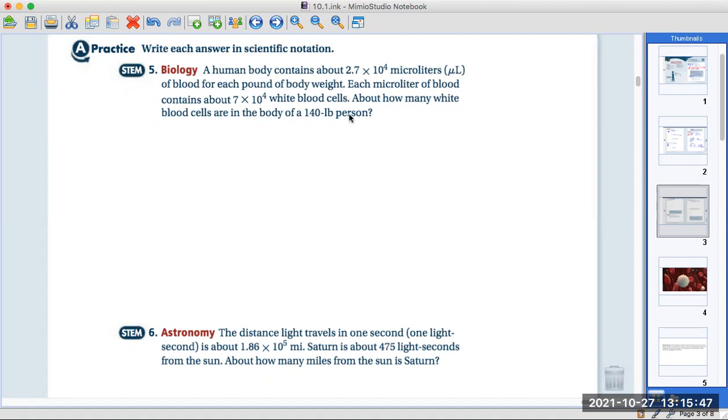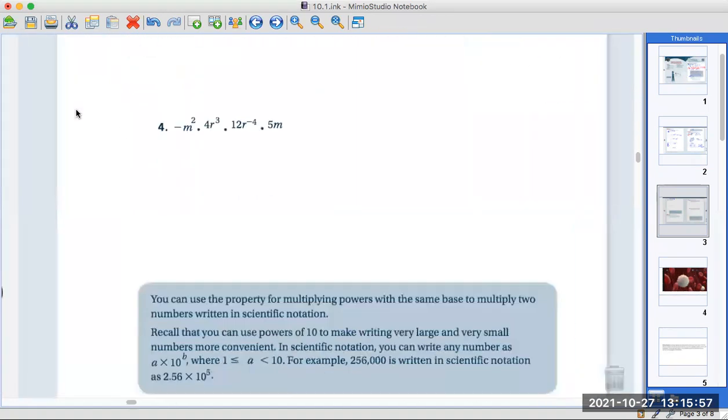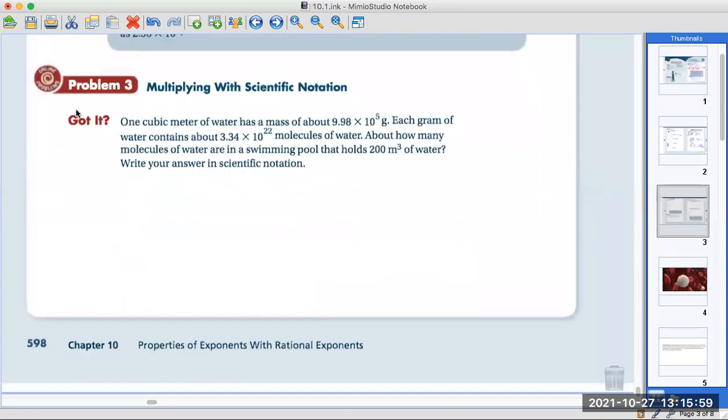So let's read the question. A human body. So by the way, before we start this, I need to go over what's called scientific notation. So let's go to the previous page and make room. I'm going to give you a short review on scientific notation so that you're not totally lost.